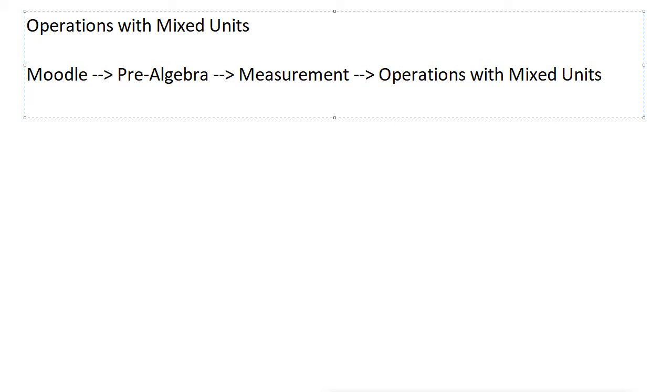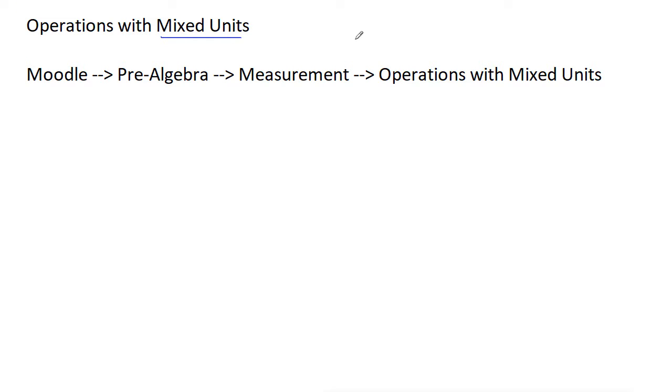Okay, I'm going to try and do some quick examples here doing operations with mixed units. We worked recently on changing from mixed units to what I call small units. For example, we might have something like my height. I say I'm 6 feet 2 inches tall, but that is the same as 74 inches.